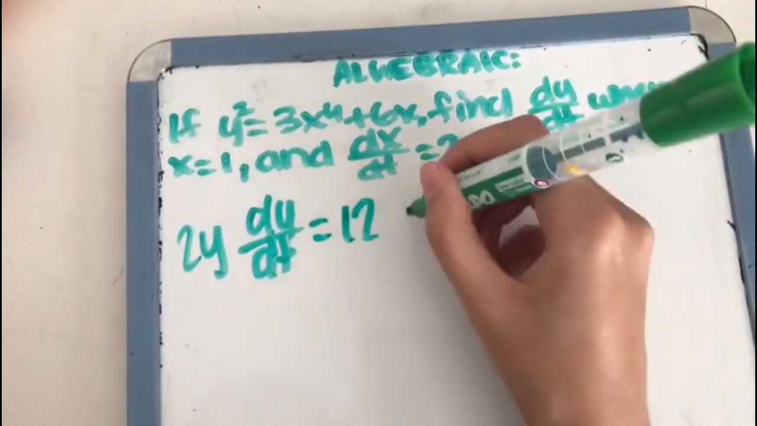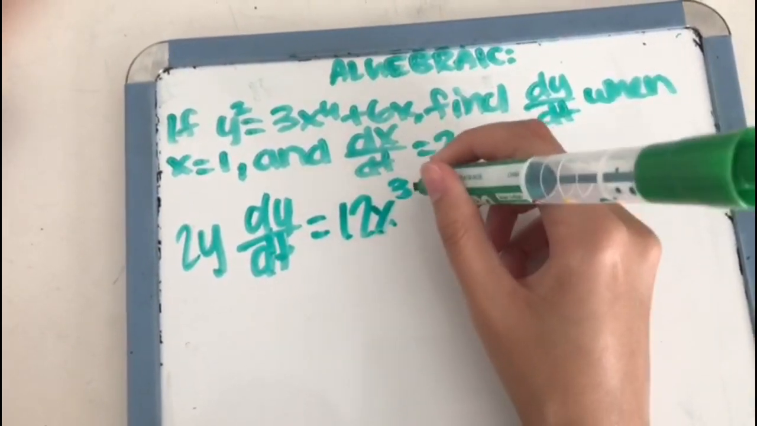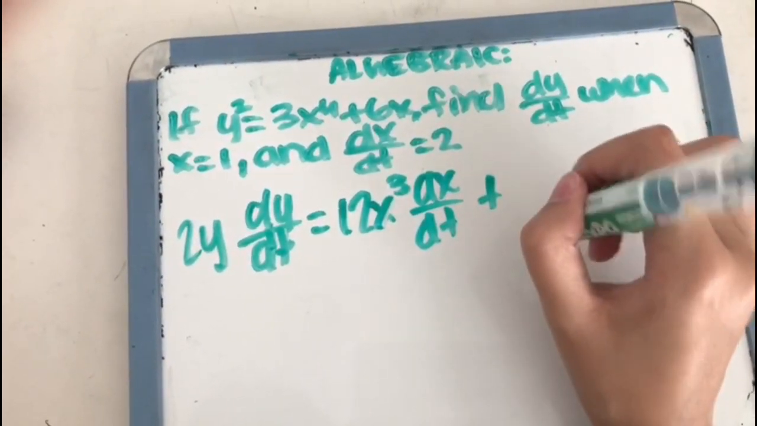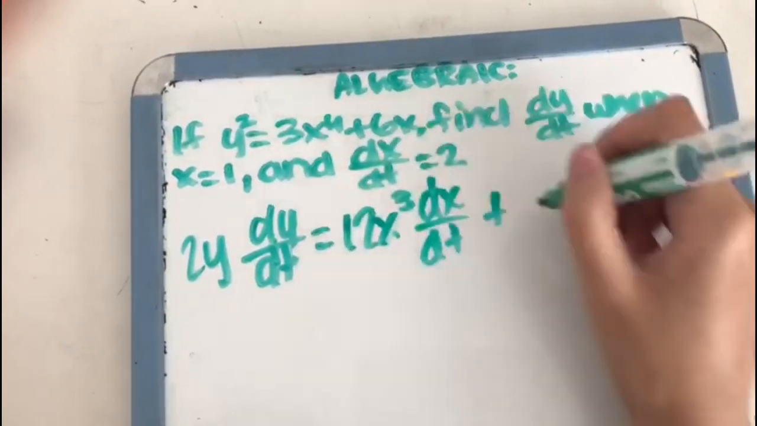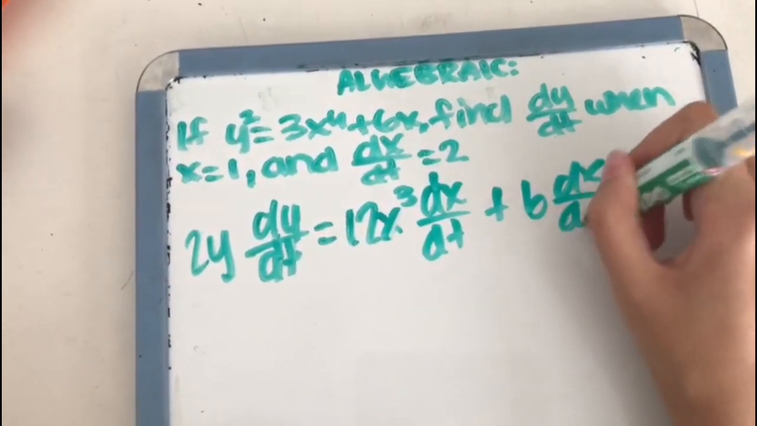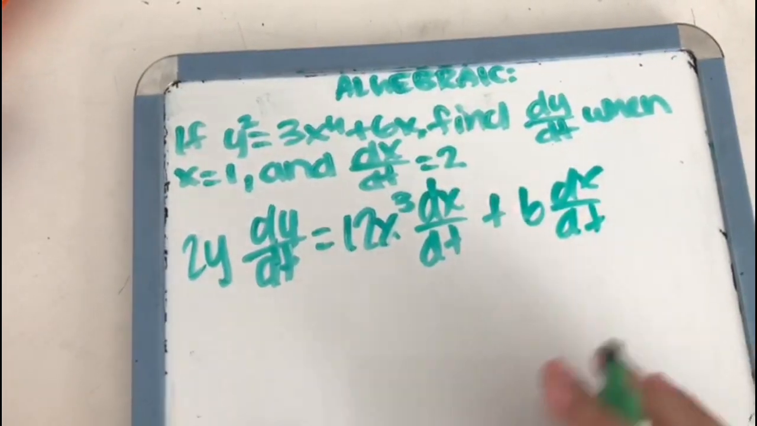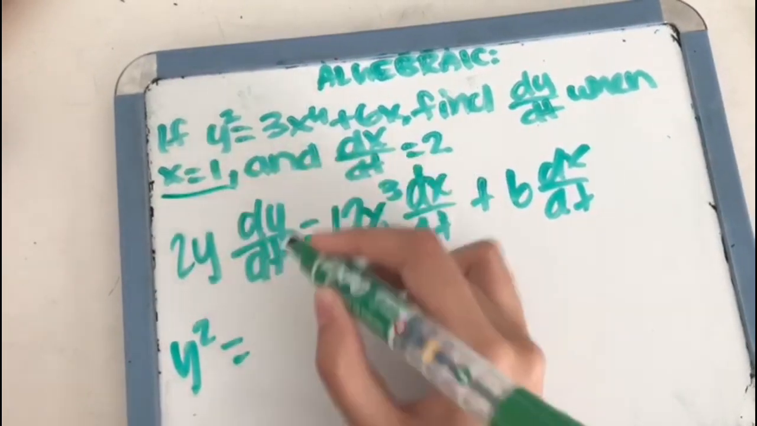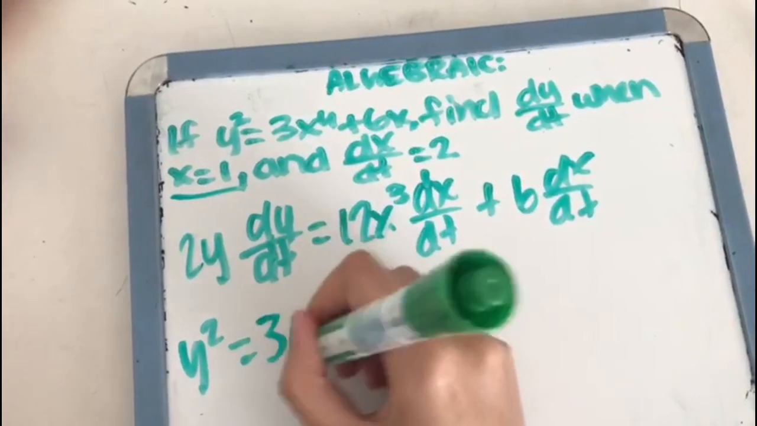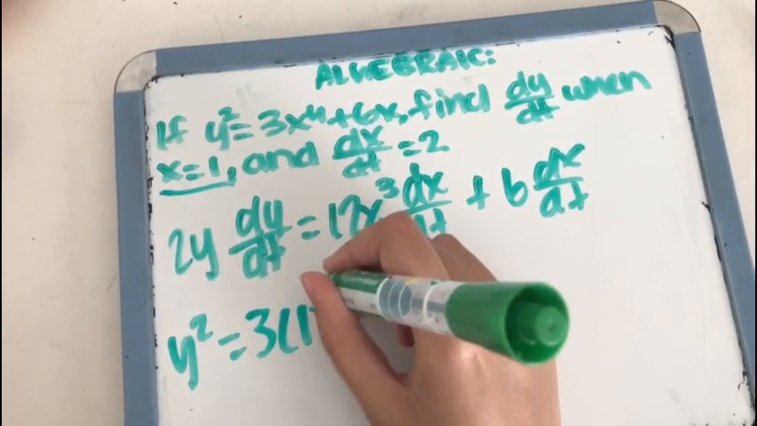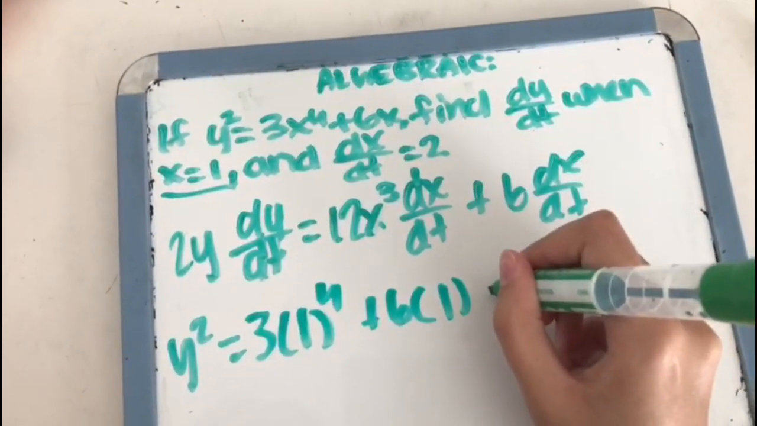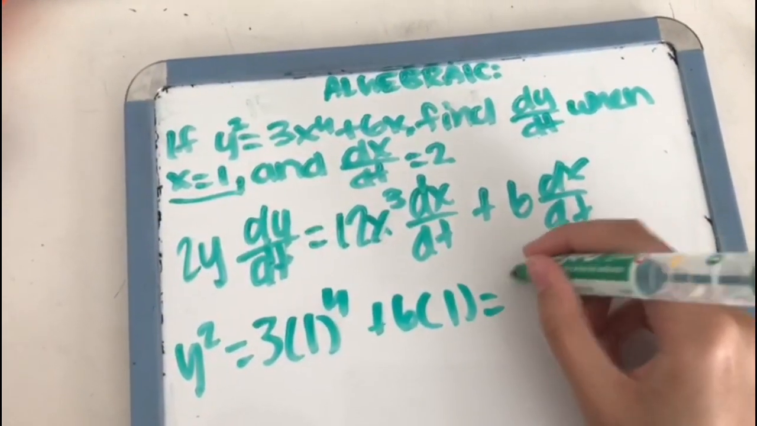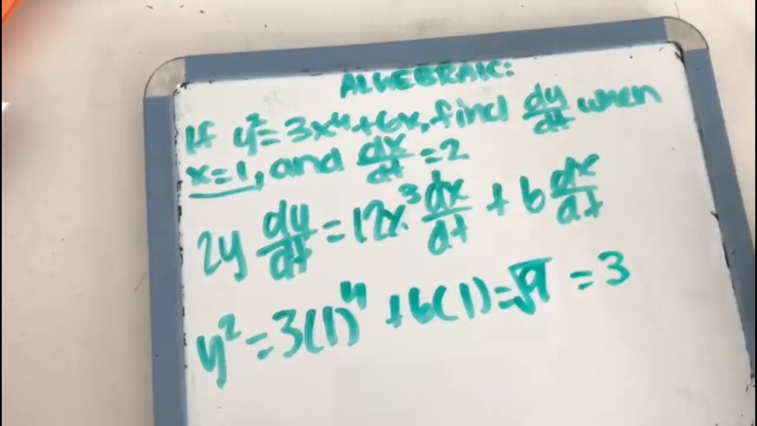Equal to 12x to the third, because of the power rule, times dx/dt, plus 6, which is dx over dt. Okay, now let's try solving it. So y squared equals, it says x equals 1, so let's try substituting that. 1 to the fourth plus 6 times 1. Well, if you think about it, that equals 9, right? And the square root of 9 is 3, so y is just 3.